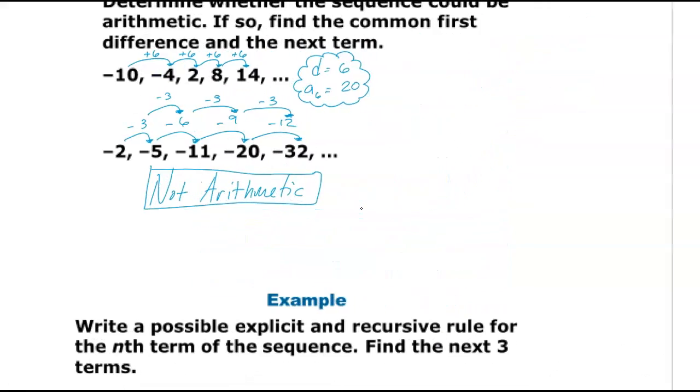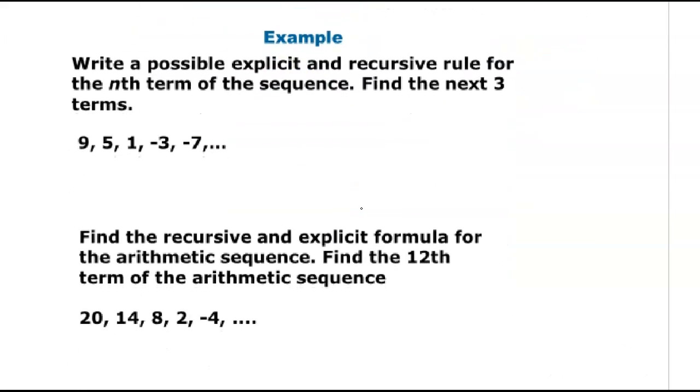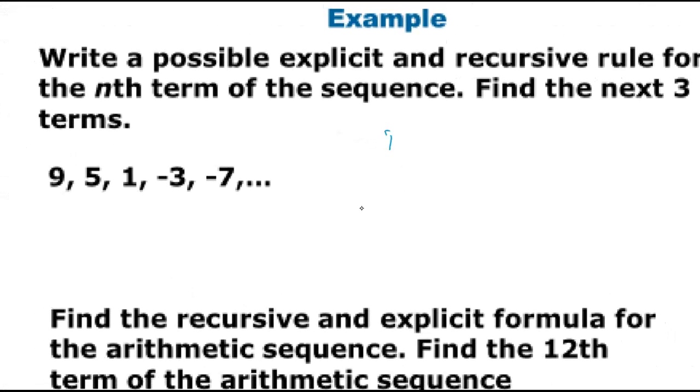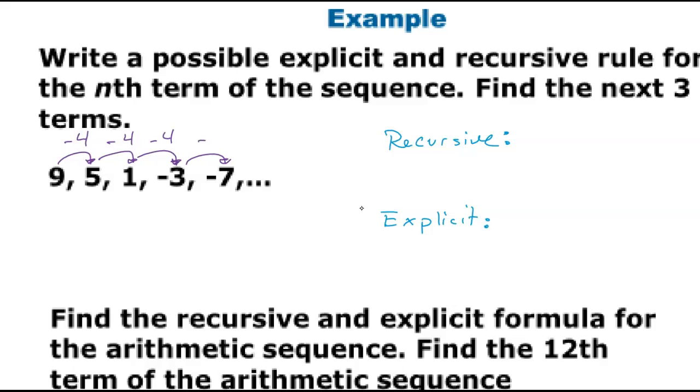Okay. So now let's go ahead and try to actually create these equations. We have to find both the recursive and explicit equation. Before we can write these equations, what do we have to find? The common difference. Yes, that common difference there. So what are we doing going from 9 to 5? Minus 4. And 5 to 1. Minus 4. And 1 to negative 3. Minus 4. Good. So our common difference is minus 4.